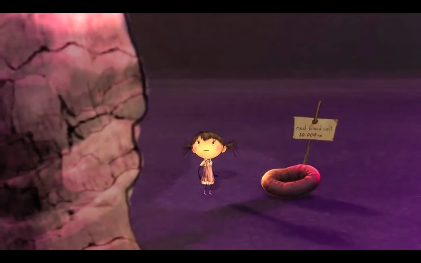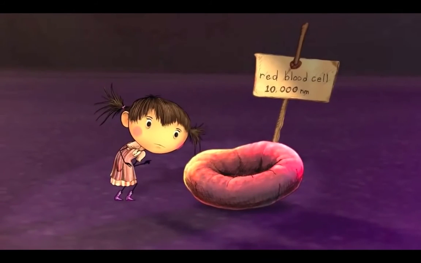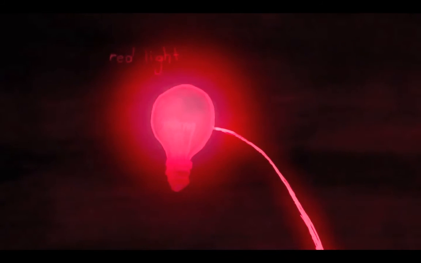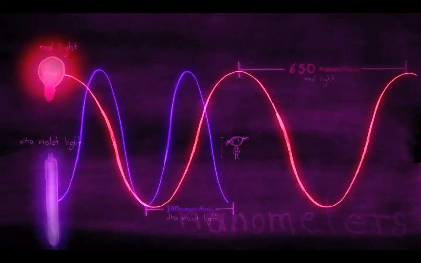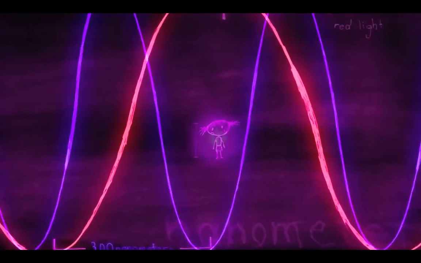Even at this size, you're still about 1,000 times too big to be considered nano. To get you down to the nanoscale, we will have to shrink you to about 100 nanometers tall. Hey, where are all the lights? You are now smaller than the wavelength of visible light. You are practically invisible. But for the sake of demonstration, I think we should turn on some lights.